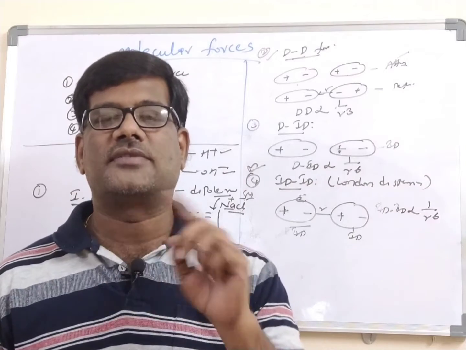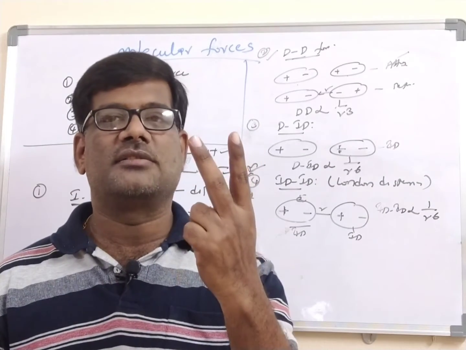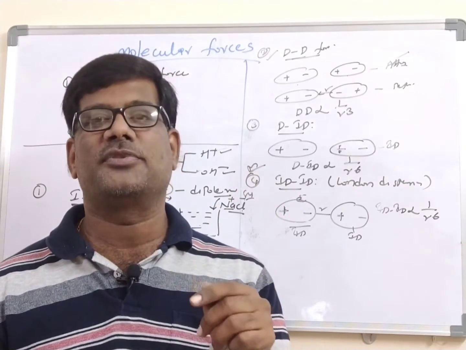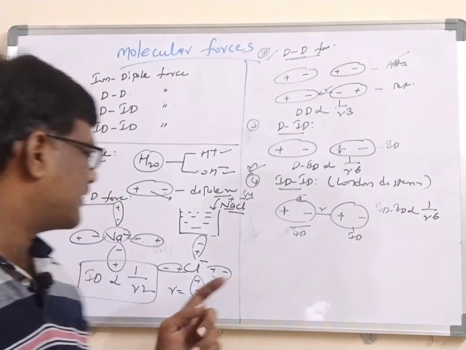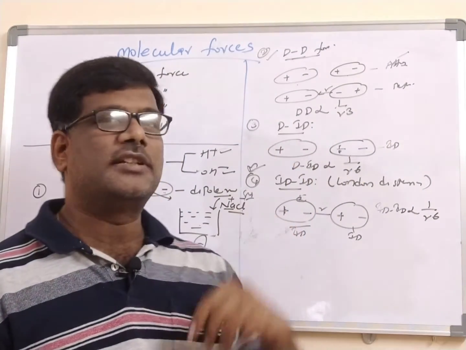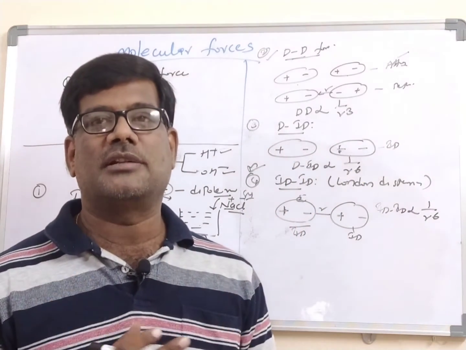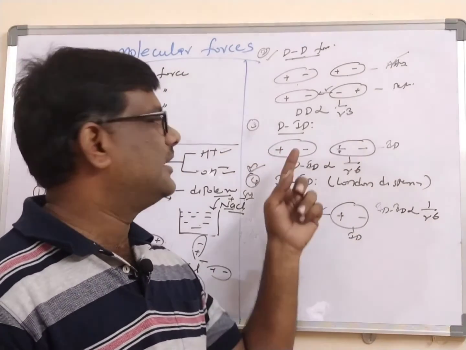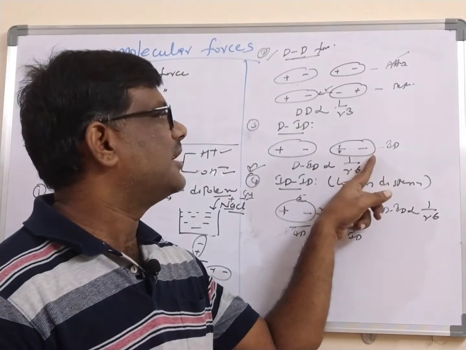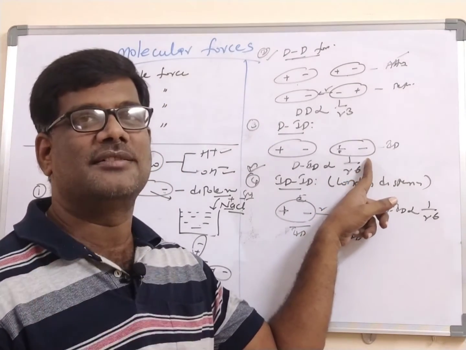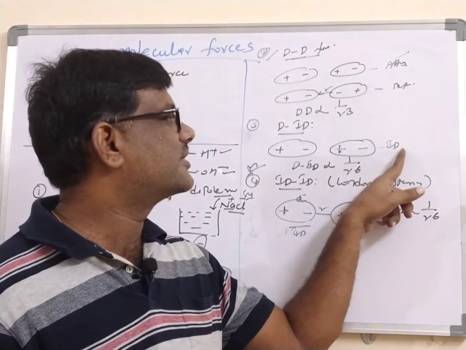Dipole dipole force: a force operating between one dipole molecule and another dipole molecule is called the dipole dipole force, which is directly proportional to 1 by r to the power of 3. Then dipole induced dipole. What is an induced dipole? It is a neutral molecule, but it is adjacent to a dipole molecule. Immediately this dipole molecule creates polarity in the adjacent molecule. That's why it is called a temporary dipole molecule, or induced dipole.